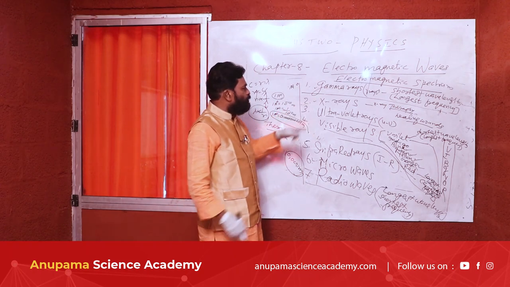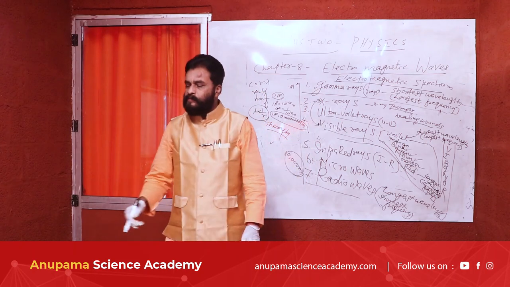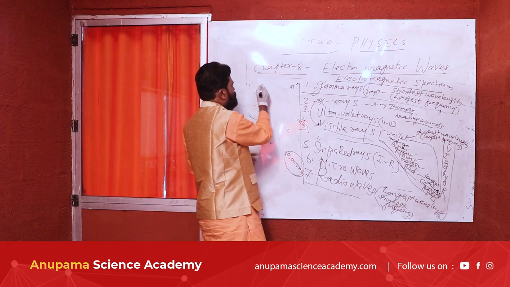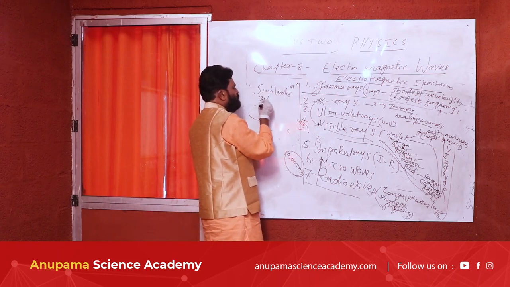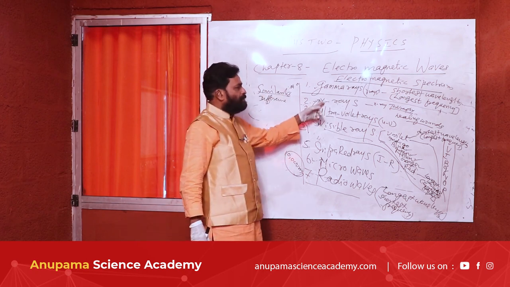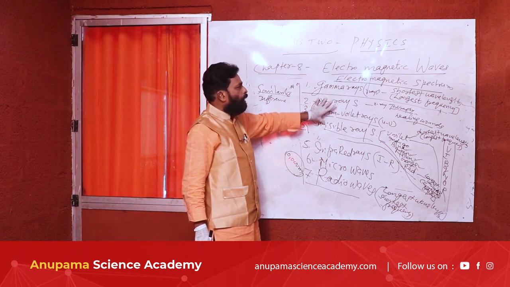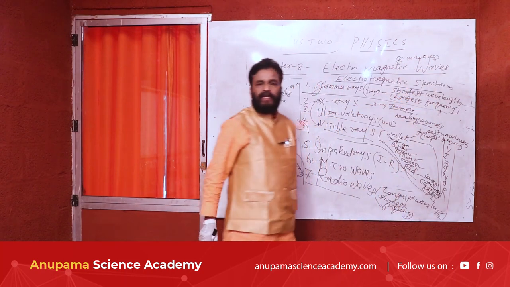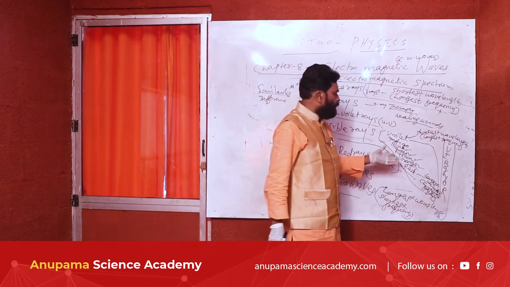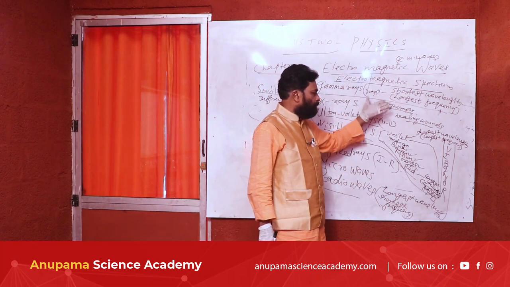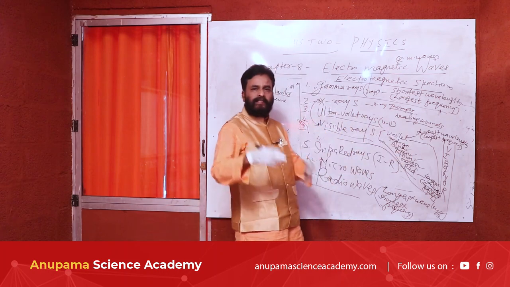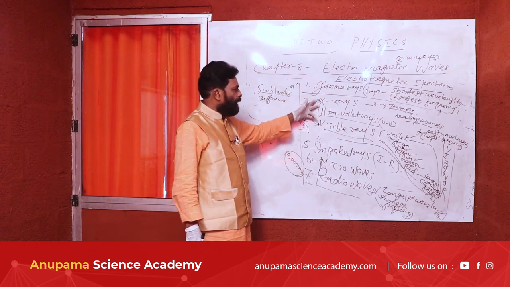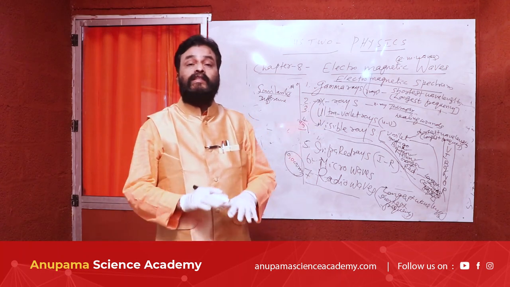Another question, compare X-rays and visible light. Both X-rays and visible light are EMFs. Compare means similarities and differences. There are similarities and also differences between X-rays and visible light. What is the main similarity? Both of them are EMFs. EMFs means electromagnetic waves. X-ray is an EMF, visible light is an EMF. Compare X-rays and violet rays, X-rays and blue rays, green rays and X-rays, X-rays and yellow rays, X-rays and red rays. In all, both of them are EMFs. Another similarity between X-rays and visible light, both of them travel in a straight line with the same speed. What is the speed?